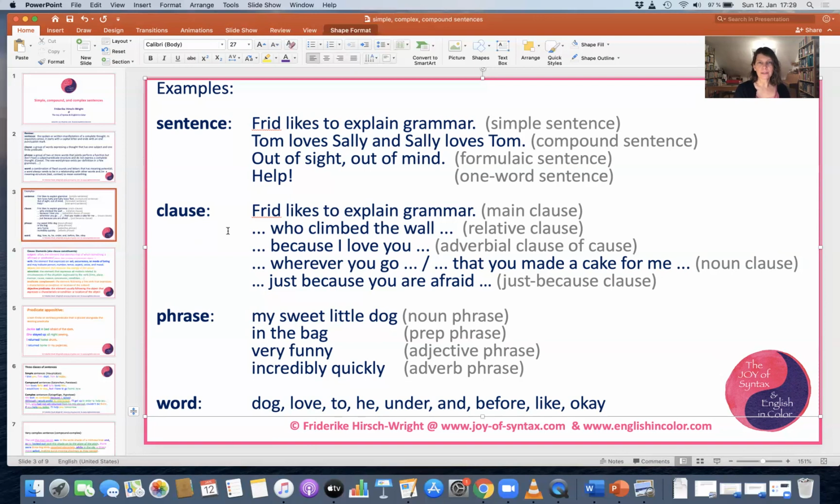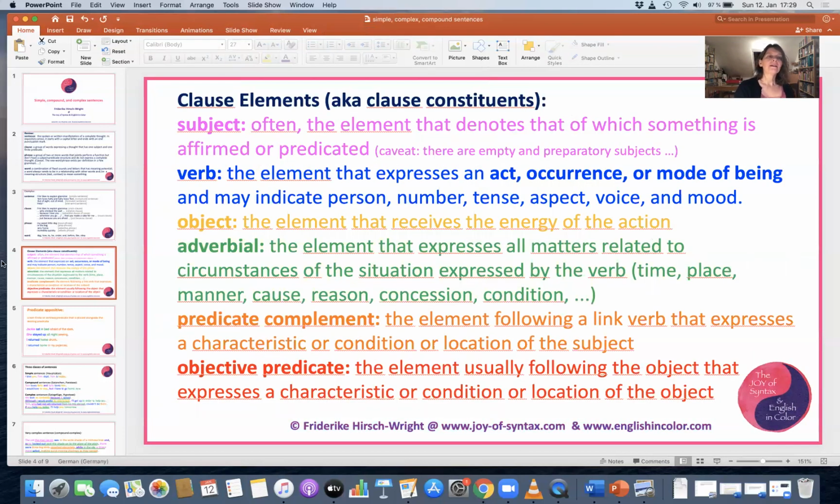Here are examples of individual words, words that you could look up in a dictionary, words that are not put into a relationship with each other to form a phrase or a clause or a sentence. So: dog, love, to, he, under, and, before, like, okay. Now when we look at sentences like "Fritz likes to explain grammar," we know that it consists not only of words or phrases, but also of clause elements. Sometimes they're called clause constituents, and here is a short review of these. There are only six types of clause constituents or clause elements.